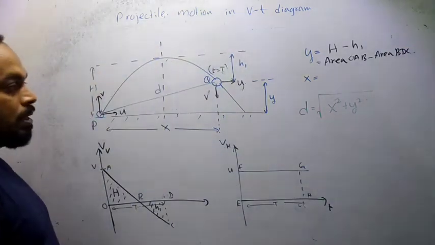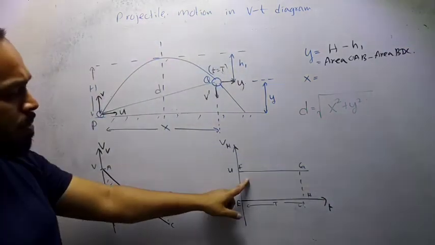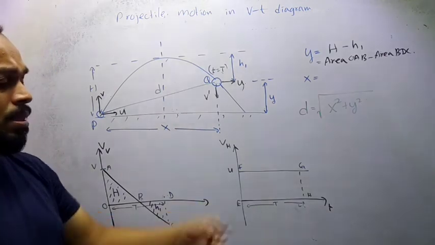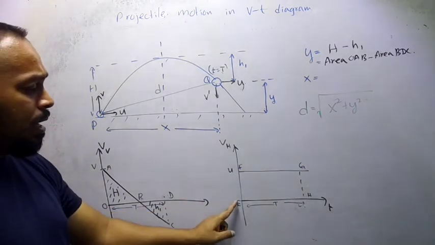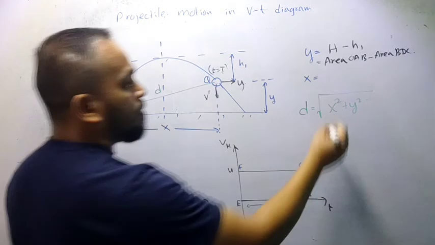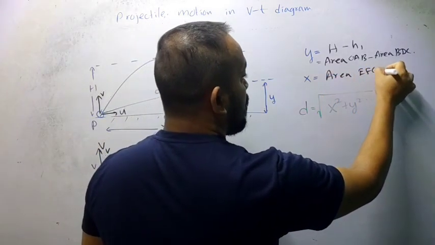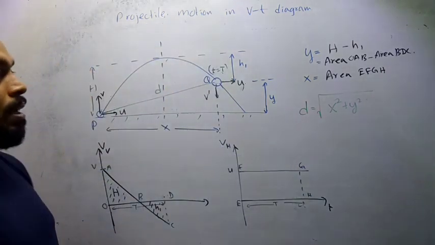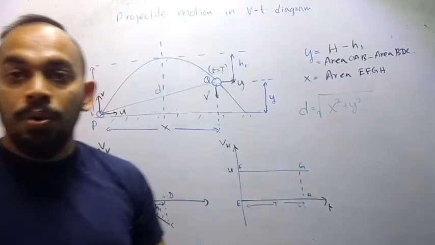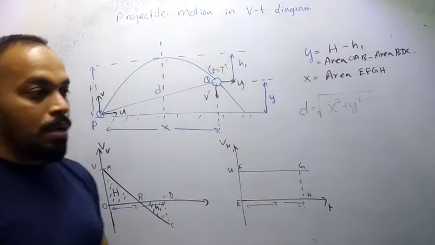X displacement is the area under this curve. This is a rectangle, that is area EFGH. It's a very simple problem.